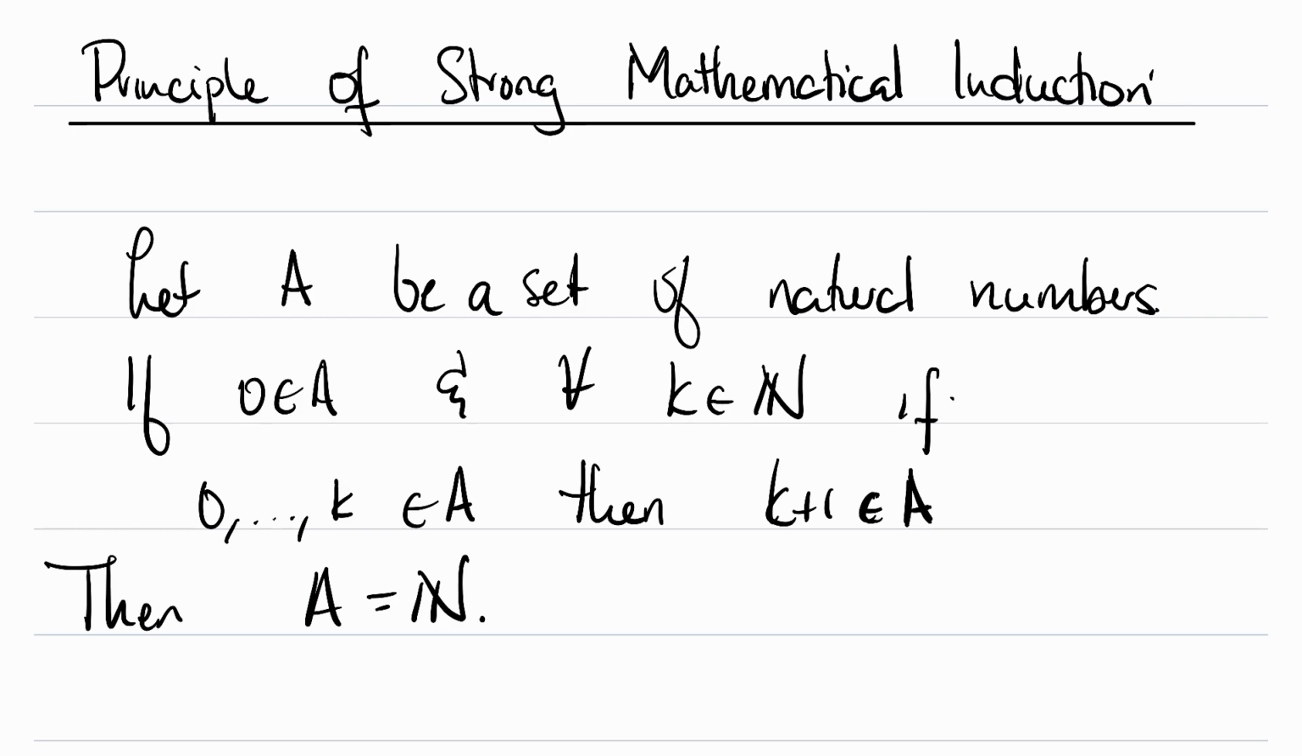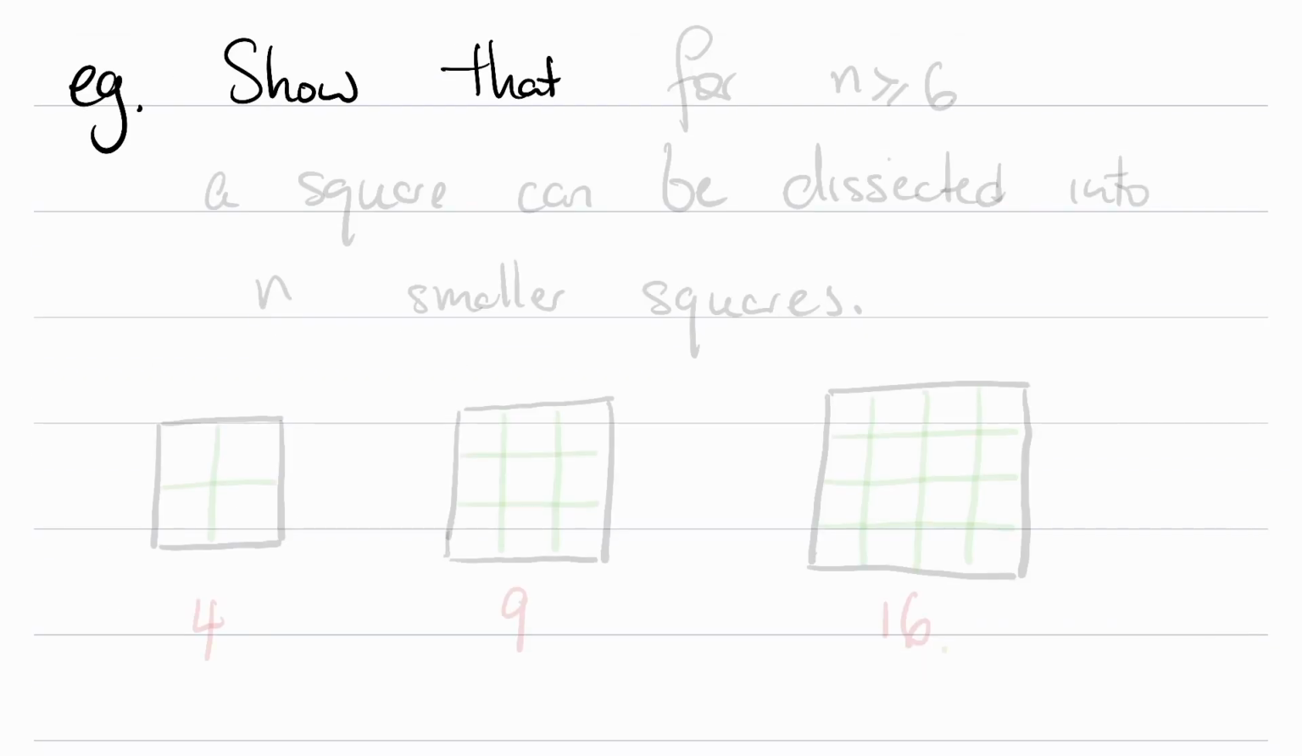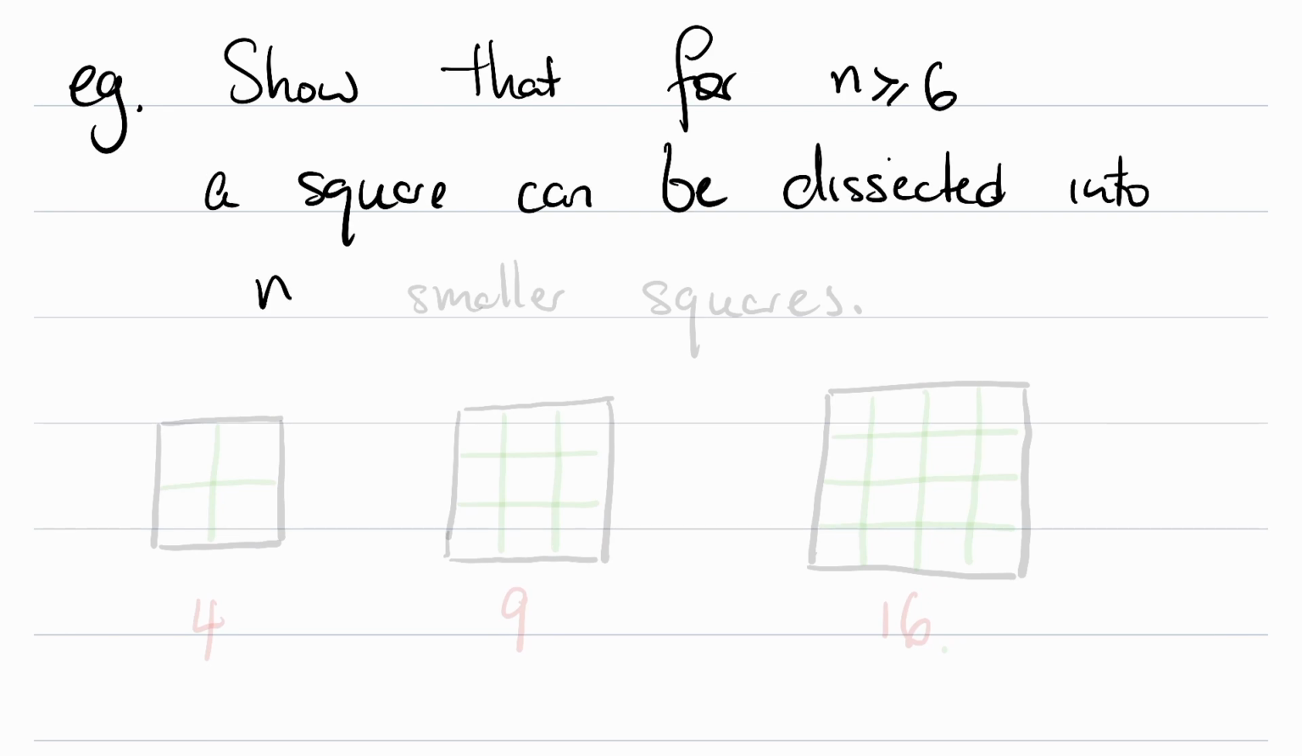Let's do a fun visual example of this. Show that for n greater than or equal to 6, a square can be dissected into n smaller squares. So let's play around a little bit before we get down to business. How do you break up a square into smaller squares? Well, there are some standard ways of doing it. It's not too hard to get 4 by bisecting each side. And then you can imagine getting all square numbers pretty easily.